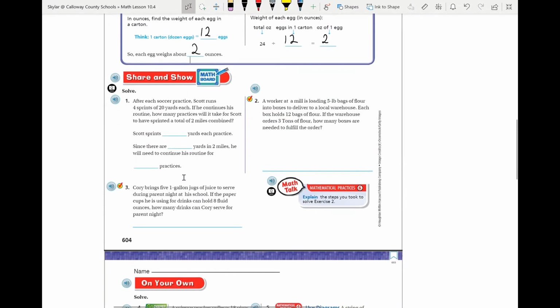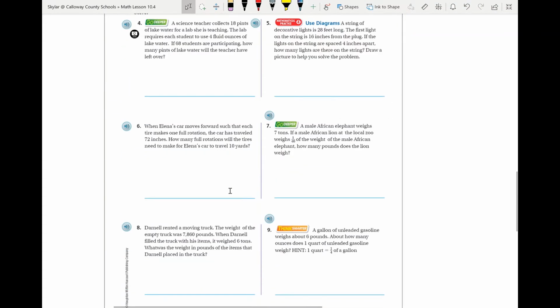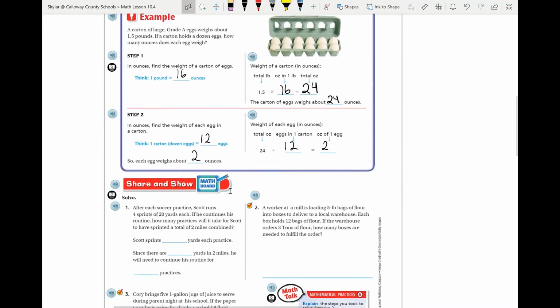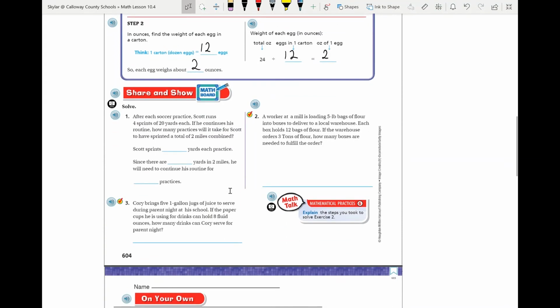So we will do 1, 2, and 3 together, and I'll help you out on this next page just a little bit before I let you work on your own. So let's look at number 1. We'll do it a few steps at a time.